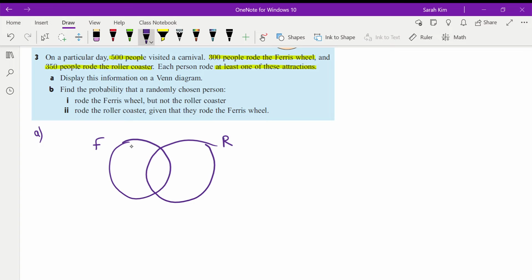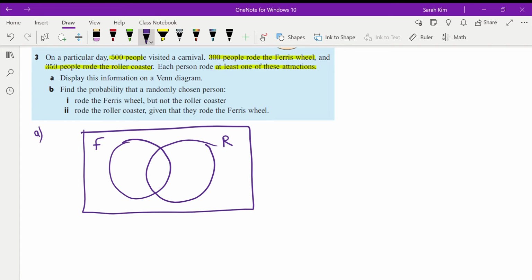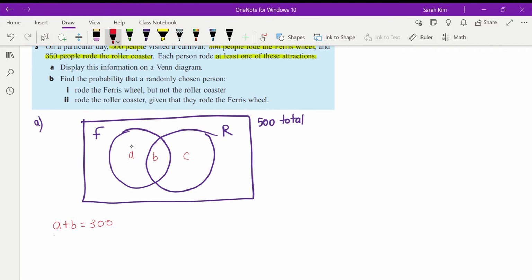So 500 people in total. So I'm going to write total 500 on the side just as a mental note. Then 300 people rode the Ferris wheel. So we always start with A, B, and C. So A plus B must equal the Ferris wheel, so 300. 350 people rode roller coaster, so B plus C must be 350. And then each person rode at least one of these attractions, meaning there is no one on the outside. Everyone rode something at least. So A plus B plus C equals 500 people in total.